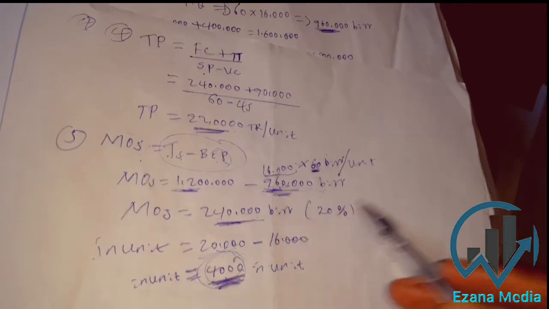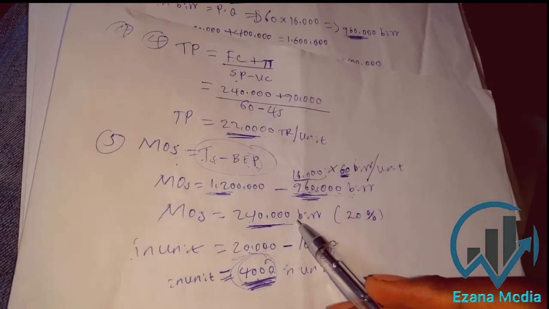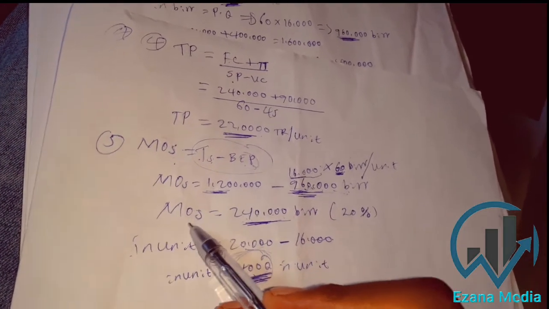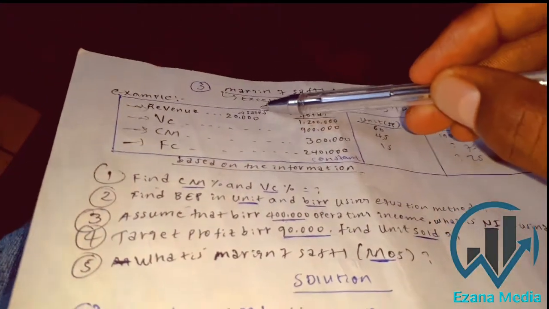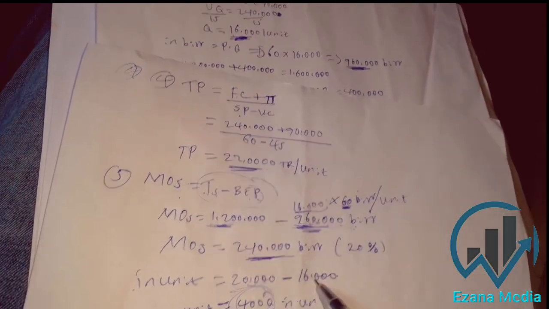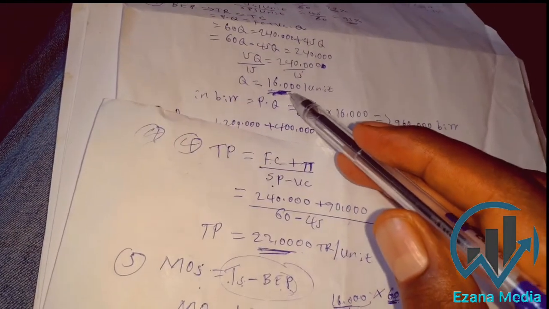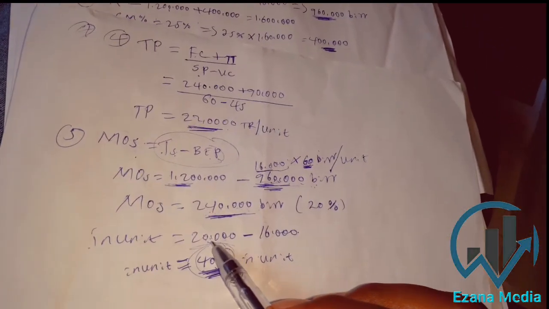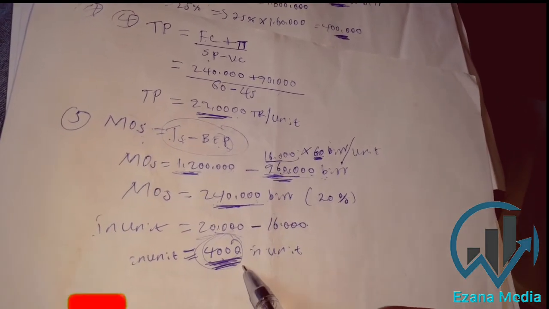That means 20% of sales gives a 240,000 MOS. And in other terms, the margin of safety in units: sales are given as 20,000 units, and 16,000 units are sold at break-even. So 20,000 minus 16,000 is 4,000 units.